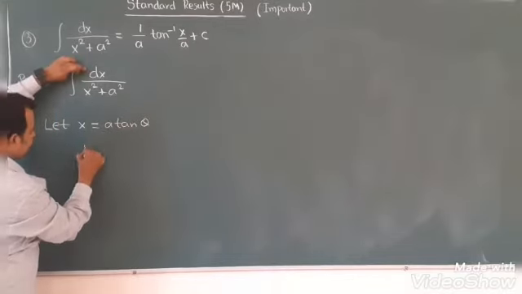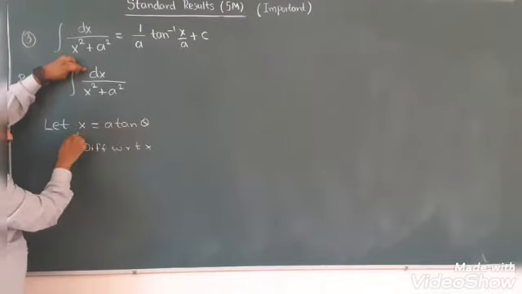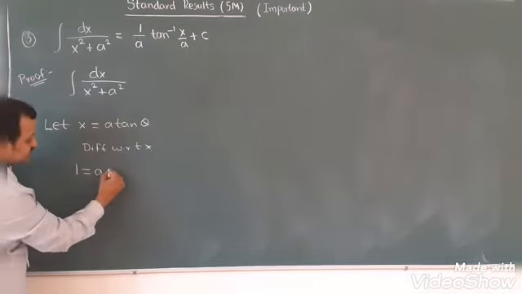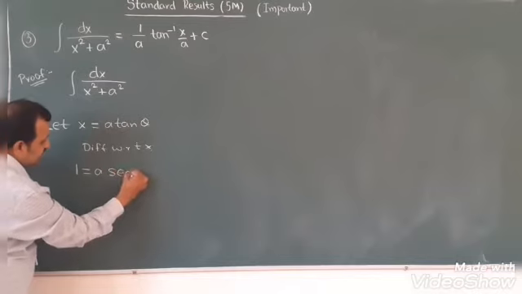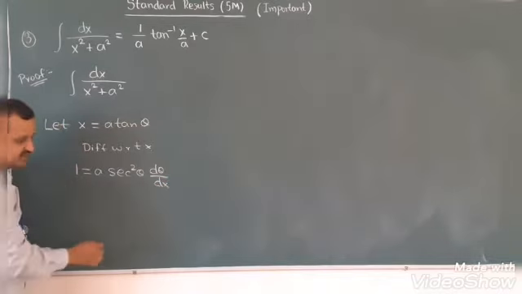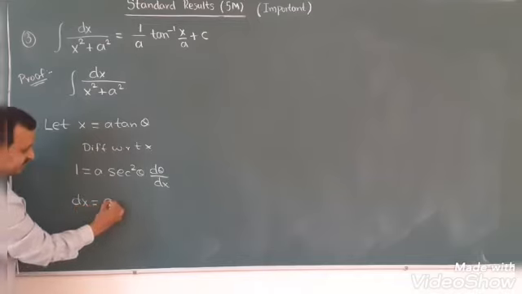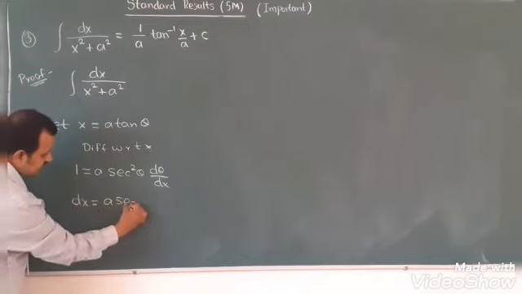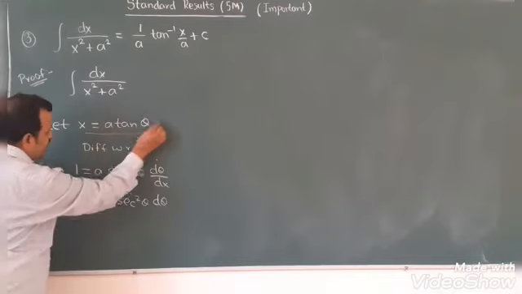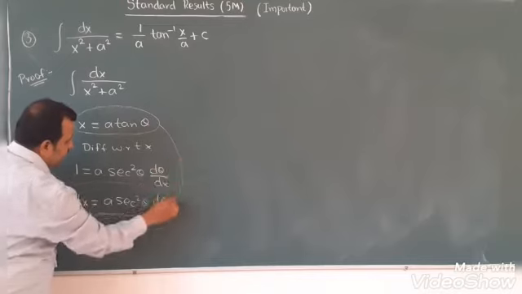Now dx. Here I can say differentiate with respect to x. So x1 is equal to a. What is the differentiation of tan theta with respect to x? Secant square theta d theta divided by dx. Now dx I am shifting here. So what you will get? dx is equal to a into secant square theta d theta. So what I am doing here is, this value of x and this value of dx, both I am keeping here.